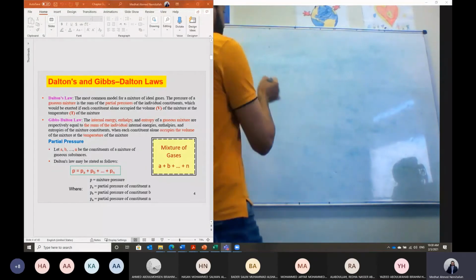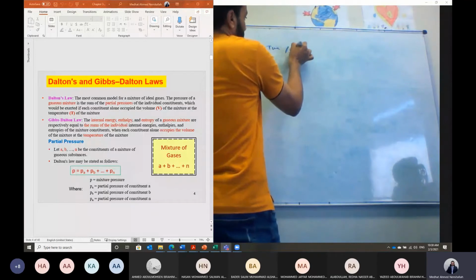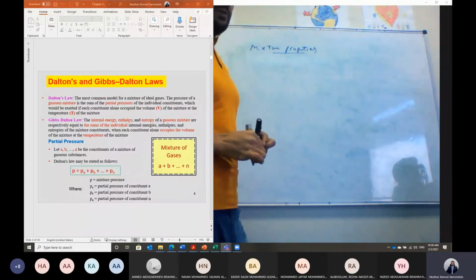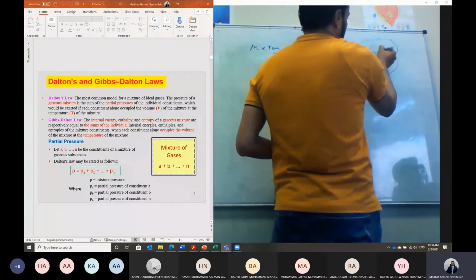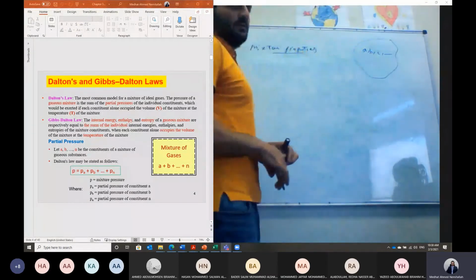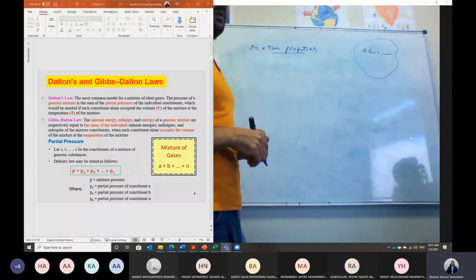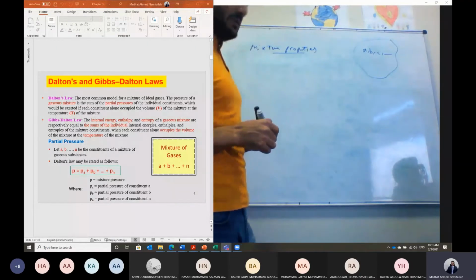Anyway, let's talk about the mixture properties. How to calculate actually the properties of a gas mixture. Let's say we have a gas mixture of component A, B, C, and so on, whatever the number of components in this case. We can calculate the internal energy and the enthalpy, but in this case we need to know about the specific heat.